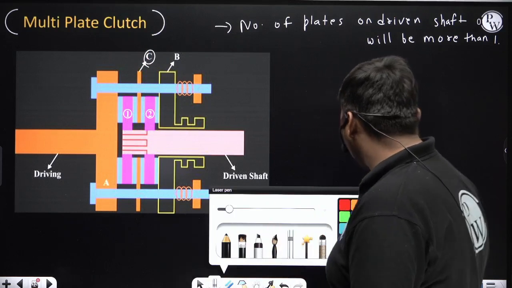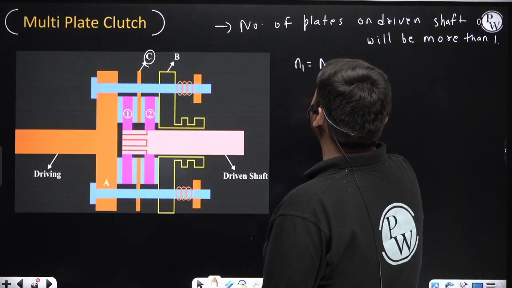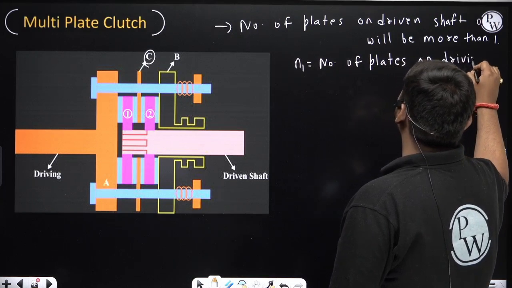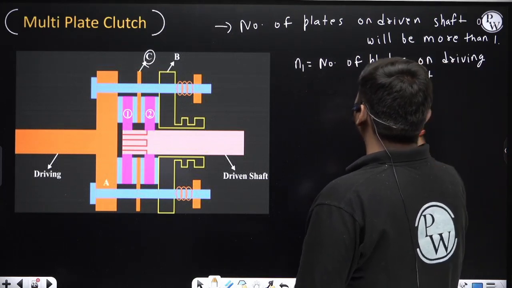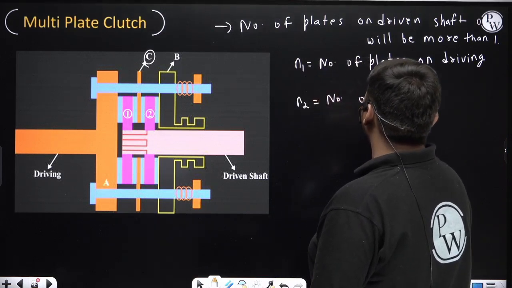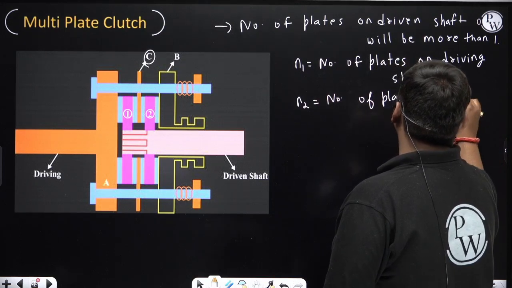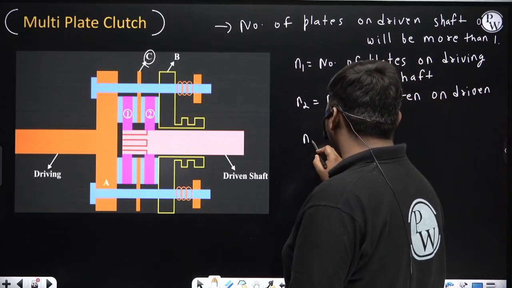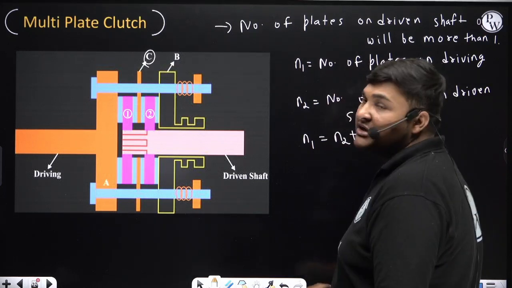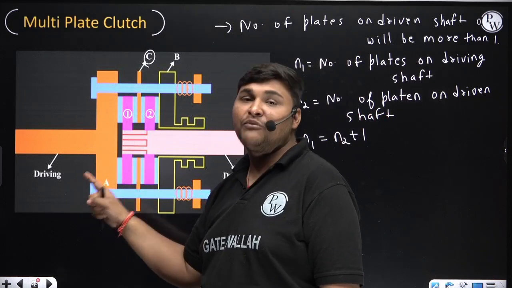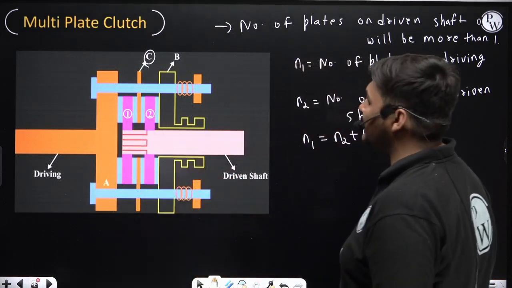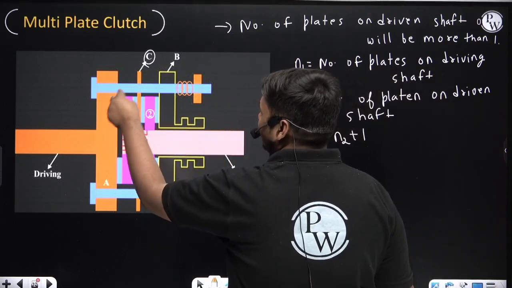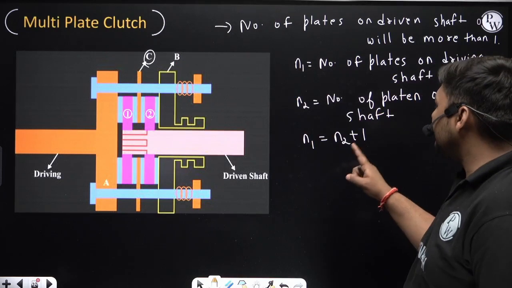So in multiplate clutch, suppose I am denoting a small n1 as the number of plates on the driving shaft, which is 3 in this case. And similarly, suppose small n2 is the number of plates on the driven shaft. Now, in this arrangement, n1 will be equal to n2 plus 1, means the number of plates on the driving shaft will be the number of plates on the driven shaft plus 1. Like in this case, the number of plates on the driven shaft is 2, so the number of plates on the driving shaft will be 2 plus 1, that is 3. You can check, this is 1, this is 2, this is 3. Okay. So n1 will be equal to n2 plus 1.